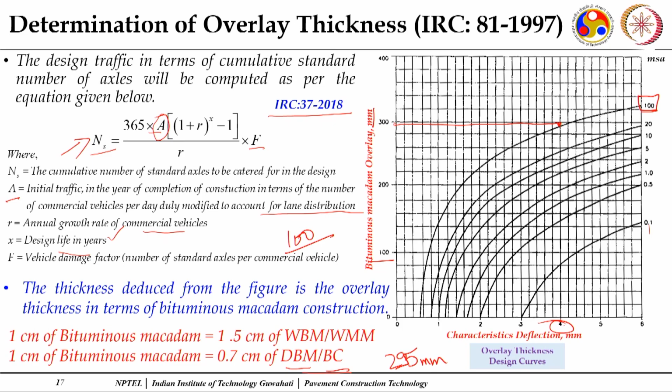And if the structure is weak enough, you may require to put some granular layers also. Then the granular layer thickness will be 1.5 times this overlay thickness obtained in terms of bituminous macadam. So, this is how the Benkelman beam deflection study is done, and the measurements help you to work out the overlay thickness by this simple technique. So, this is one way of doing the structural evaluation and working out the overlay thickness for flexible pavements by the Benkelman beam study. Thank you.